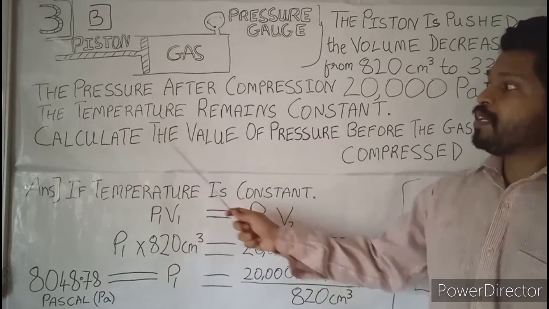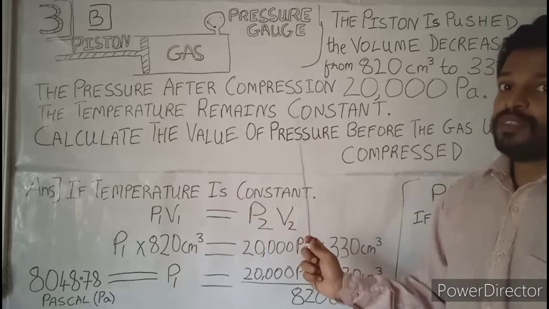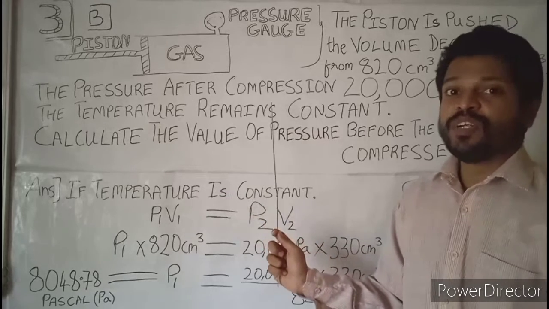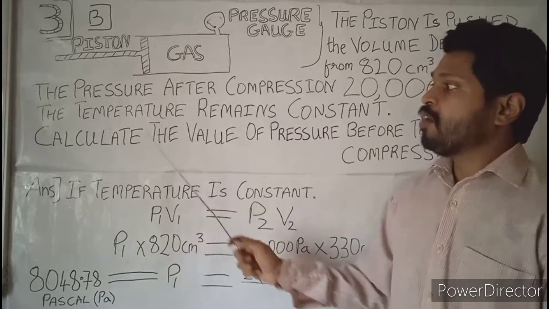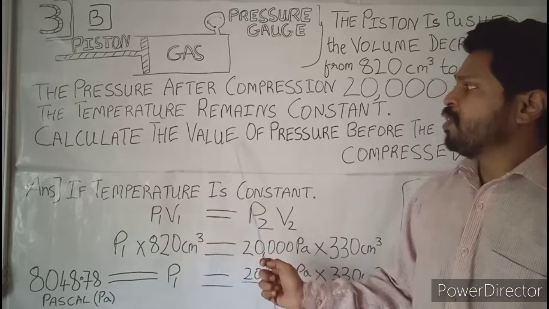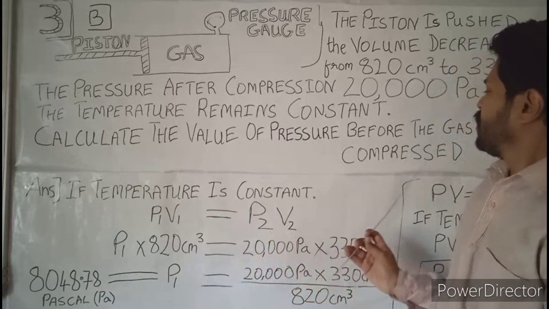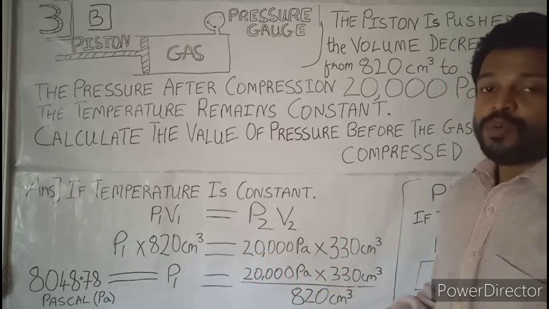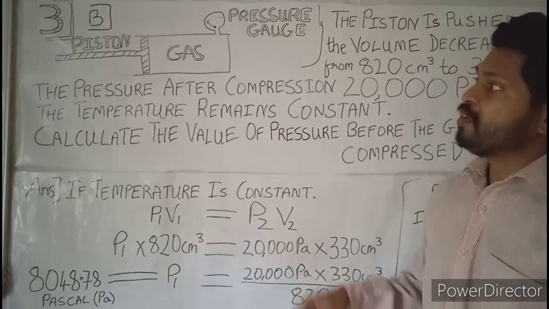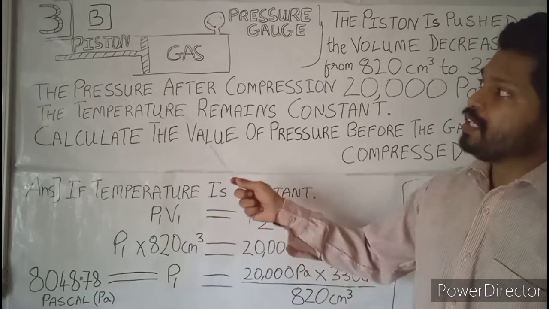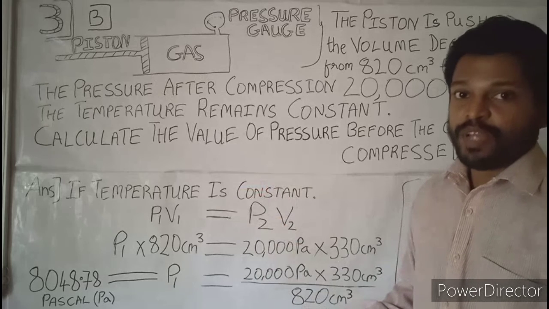Now the temperature remains constant. They have given us an indication wherein the temperature remains constant. Now we have to calculate the value of the pressure before the gas is compressed. So before this gas is compressed, the initial pressure is what they would like us to calculate.